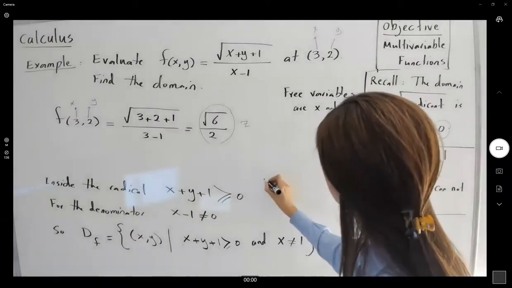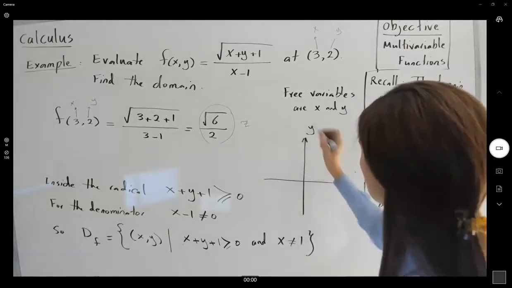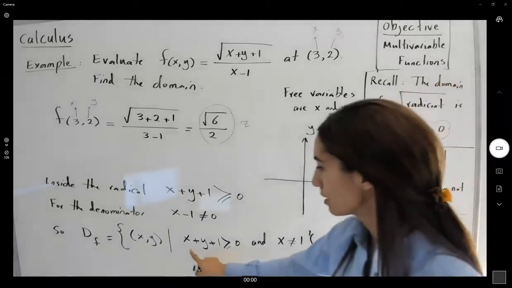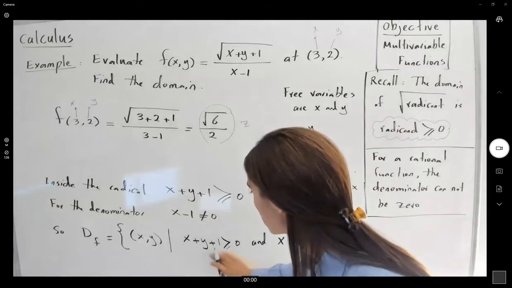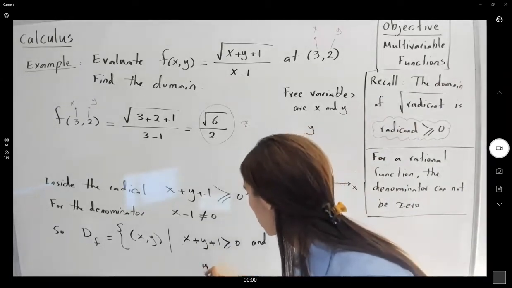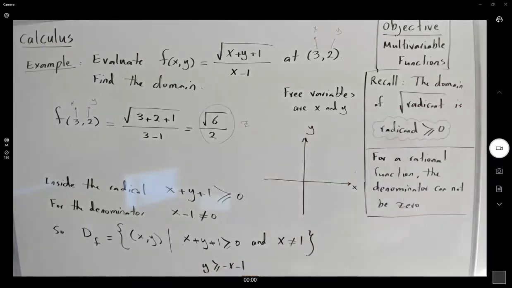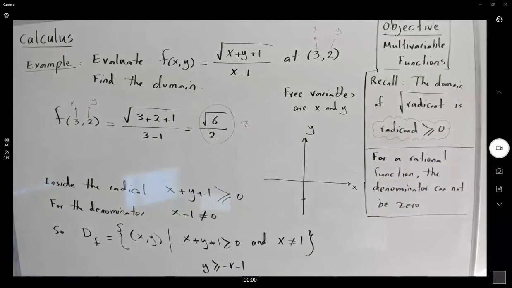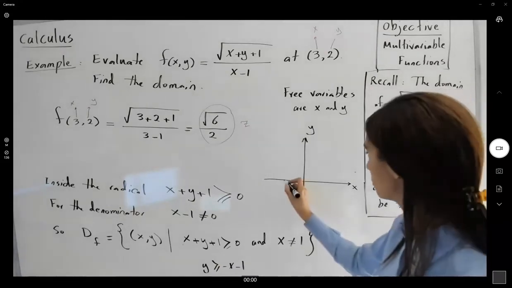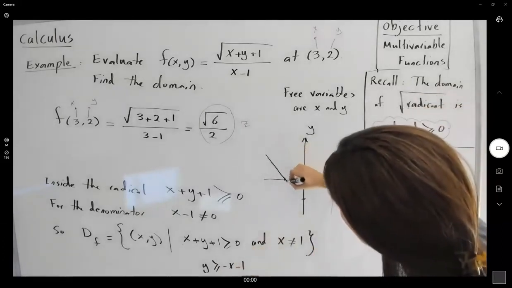There we go. I'm going to graph the domain. So this says x plus y plus 1 is greater than or equal to 0. From what we learned in algebra, this means that y must be greater than or equal to negative x minus 1. So when y is 0, x is negative 1. So here we go. And here we have equality, so we're going to have a line.